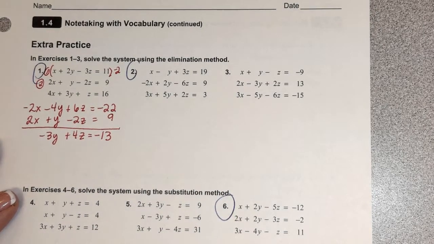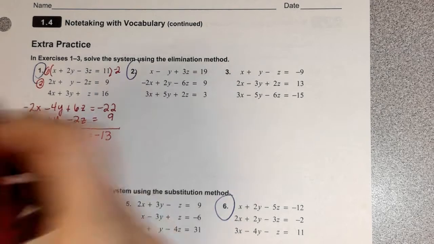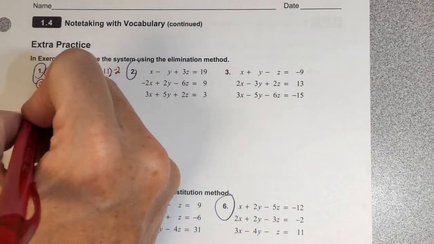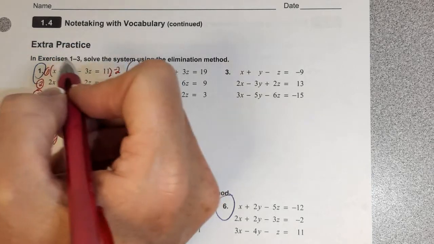Now what I'm going to have to do is use two other equations. I can't use 1 and 2 again. I can use 1 and 3, or I can use 2 and 3. And I want to eliminate the same variable. So what variable am I going to eliminate then? X. I'll go ahead and use 2 and 3.